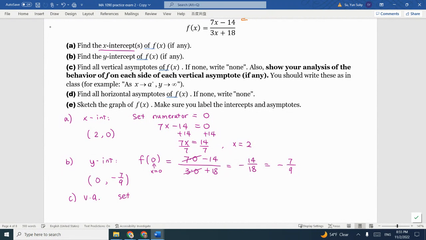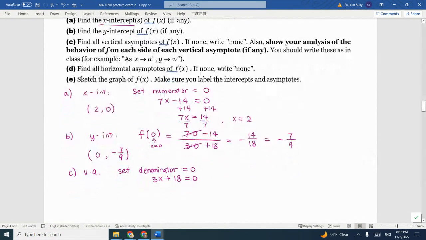We set the denominator equal to 0. Okay, denominator 3x plus 18 equal to 0. So 3x, subtract 18 on both sides, we get 3x equals negative 18. And then both sides divided by 3, we get x equals negative 6. This might be a vertical asymptote, but we need to check.